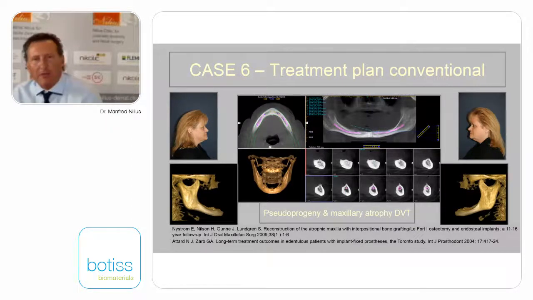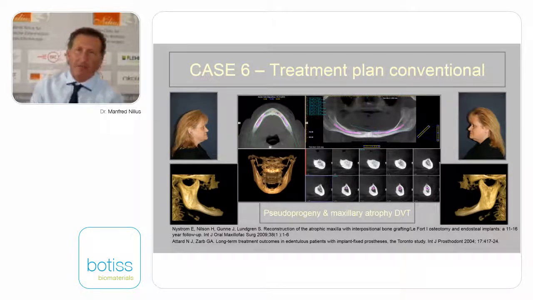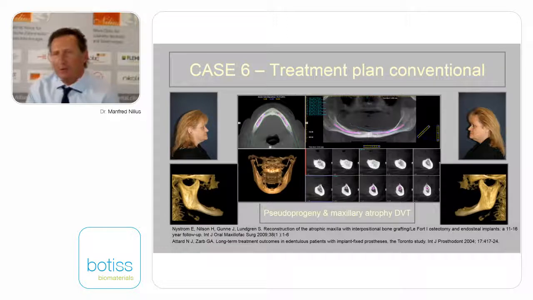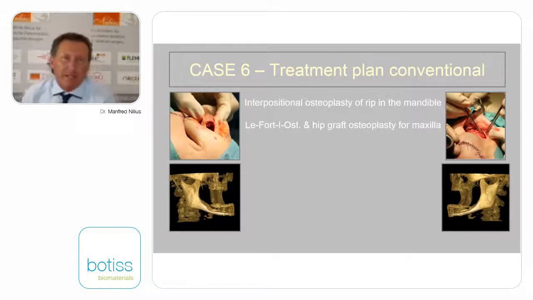And Nistorm talked about reconstruction of the atrophic maxilla with interpositional bone grafting. Sometimes you use this before to have a lot of bone, when you want to make a Le Fort I osteotomy. So interpositional bone grafting and Le Fort I osteotomy, in 2 steps or 1 step, 2 together, otherwise implantology is not possible. And we met this case, and we decided to have an interpositional osteoplasty of the rib in the mandible, because the harvesting of the rib is okay, and it's not so painful.